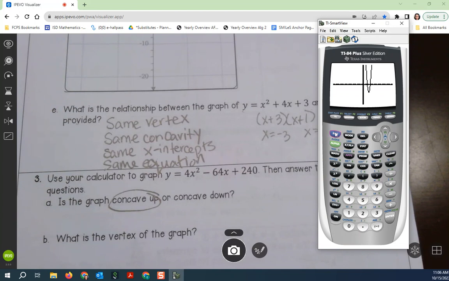We can go to second, calculate, and minimum, which is 3. And it wants a left boundary. So right now it's way up there, but I am to the left of the minimum now, so I'll press enter. And then I have to go to the right of the minimum, and I'll press enter, and then for guess, just enter again. All right, and this number here, it's actually not 7.99998. Sometimes your calculator makes a rounding error. It's exactly 8. So the x is 8 and the y is negative 16, and that's my vertex.